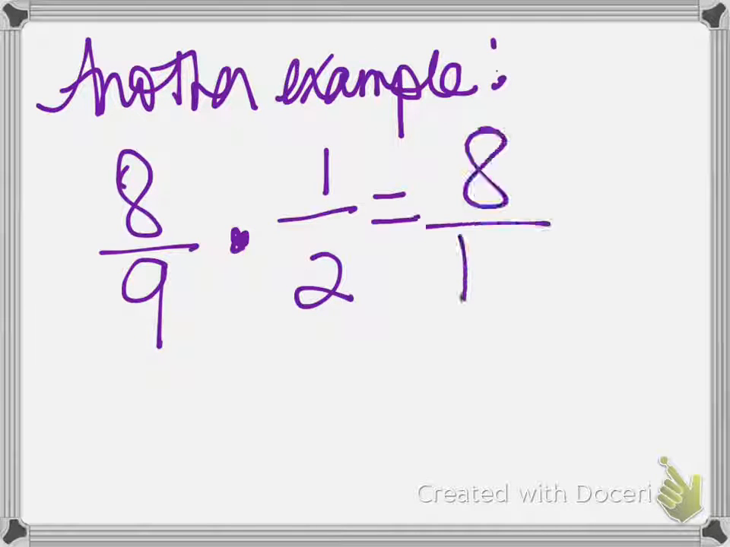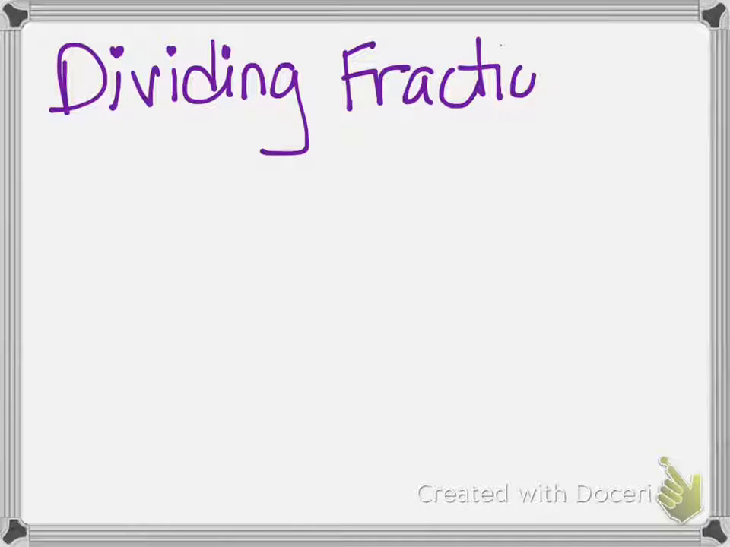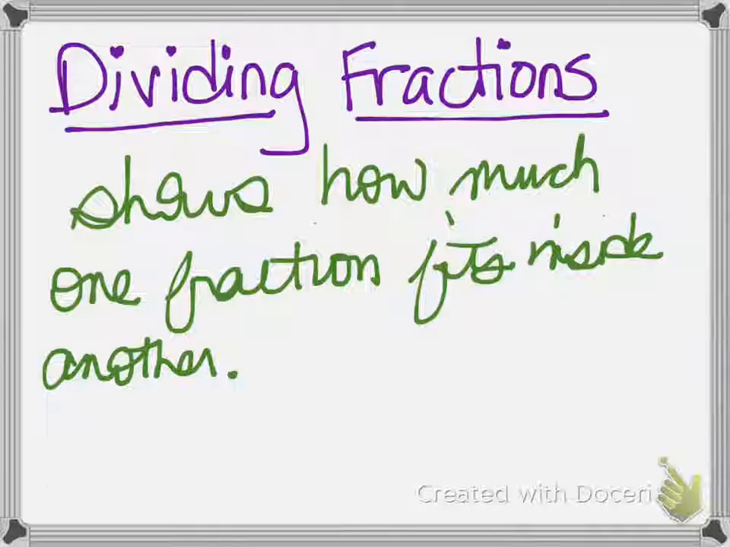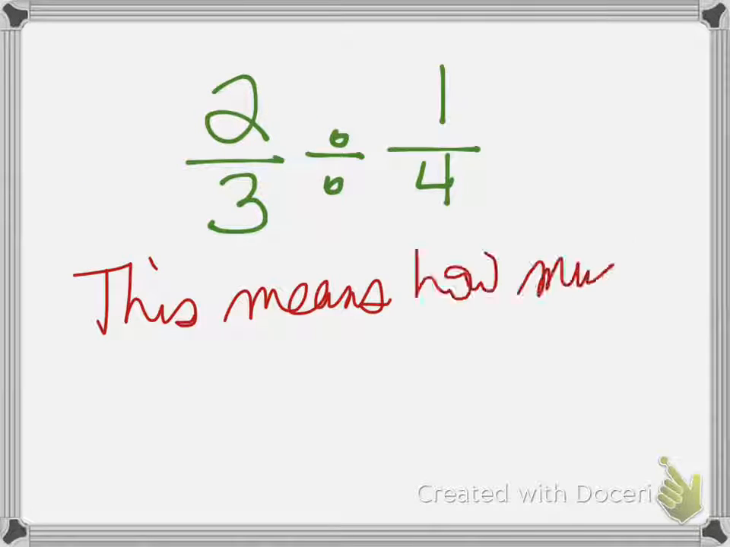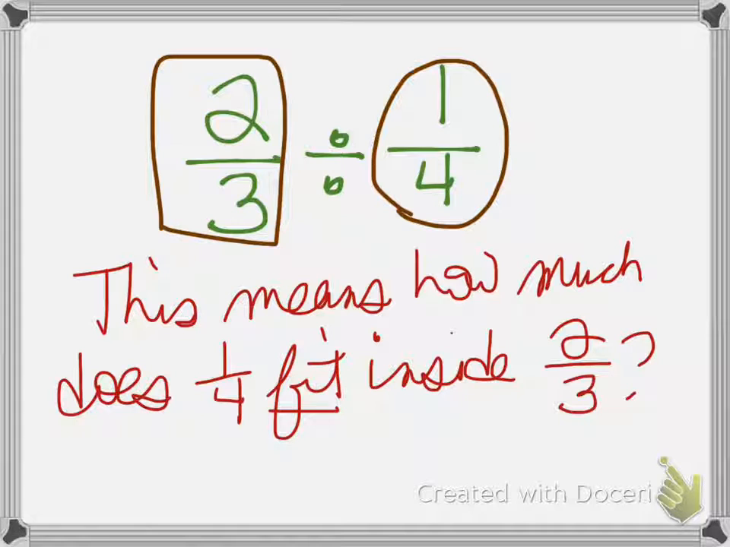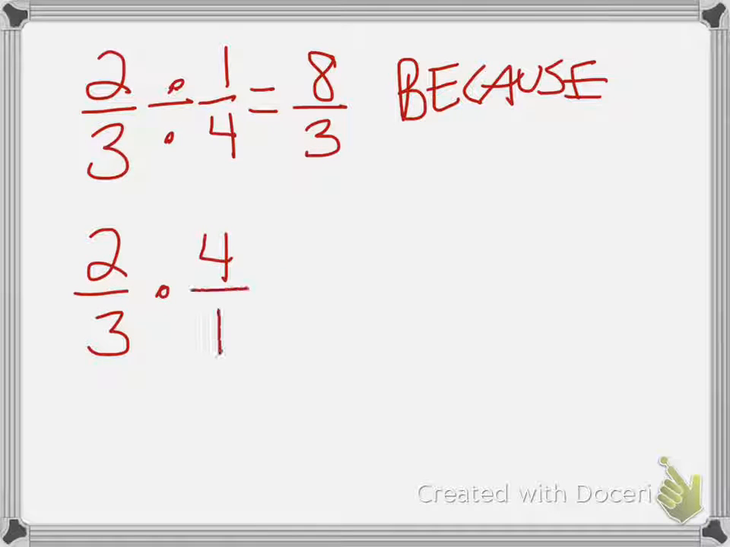Here's another example. 8/9 times 1/2 equals 8/18. Again, I could have made that grid and made it work. Dividing fractions shows how much one fraction fits inside another. 2/3 divided by 1/4 is asking you how many times does 1/4 fit inside 2/3. If we do that, 2/3 divided by 1/4 equals 8/3.